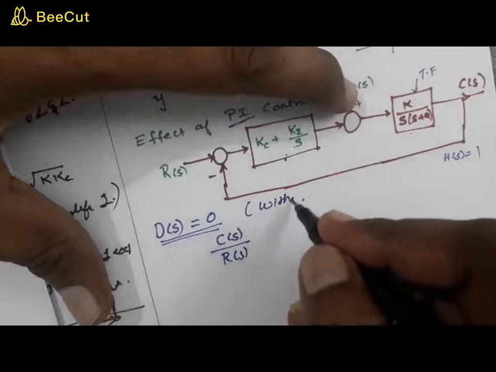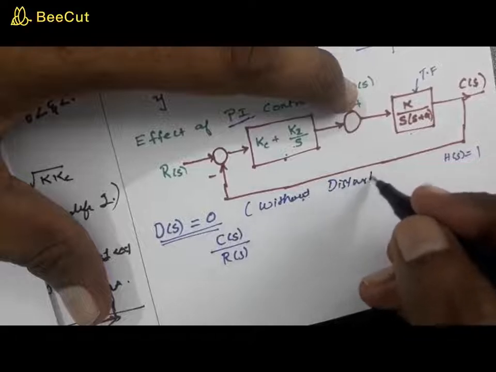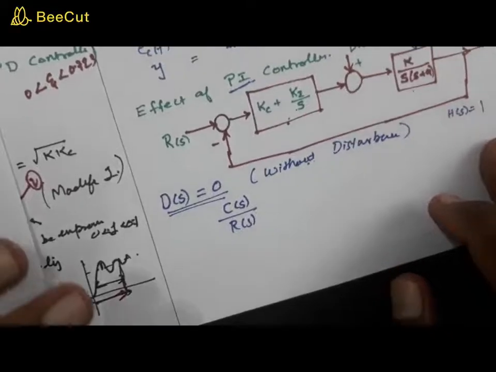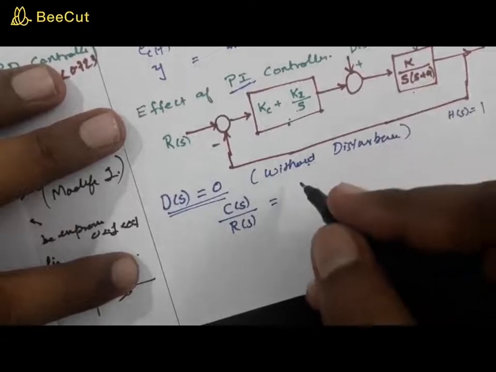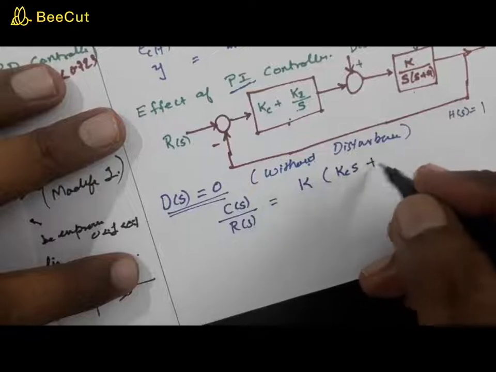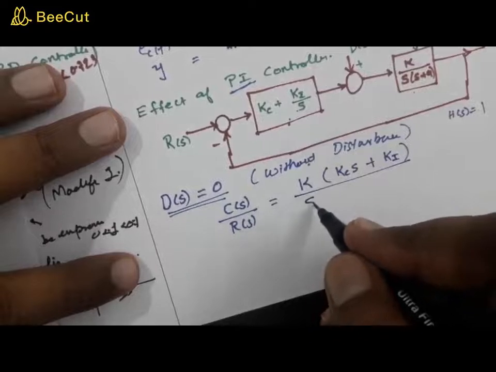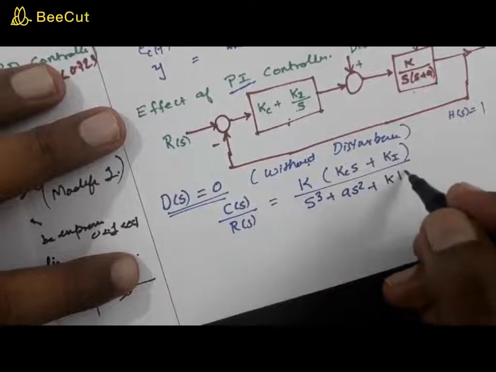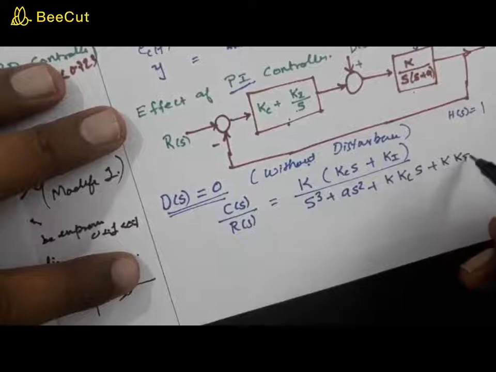So what you are actually doing is finding out the transfer function without disturbance. Okay, so this is the ideal case. There is no disturbance. So your transfer function becomes, you can prove it yourself, and you will arrive at this expression: k into (kc s plus ki) divided by s cube plus a s square plus k into kc into s plus k into ki. Okay.